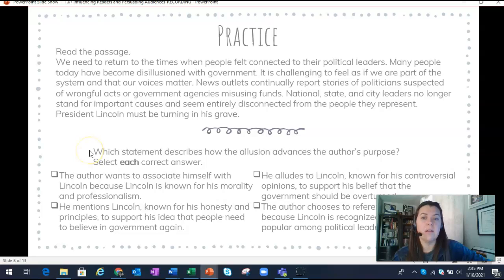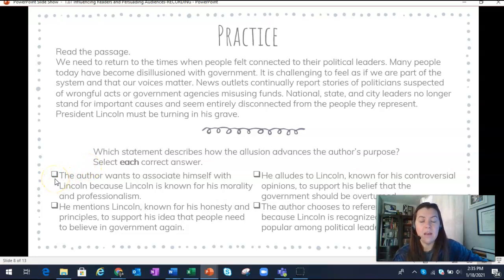Which statement here describes how the allusion, remember this is a reference to something well known, advances the author's purpose? How does it contribute to the author's purpose? And we can select each correct answer.